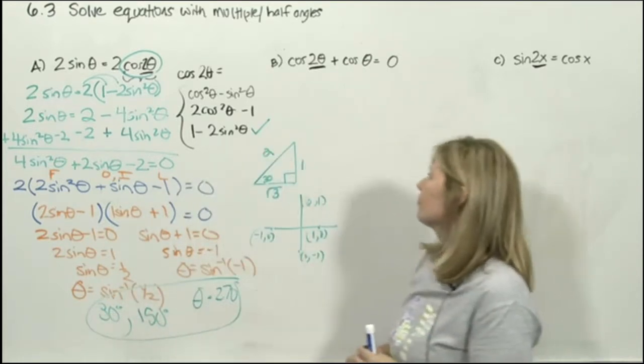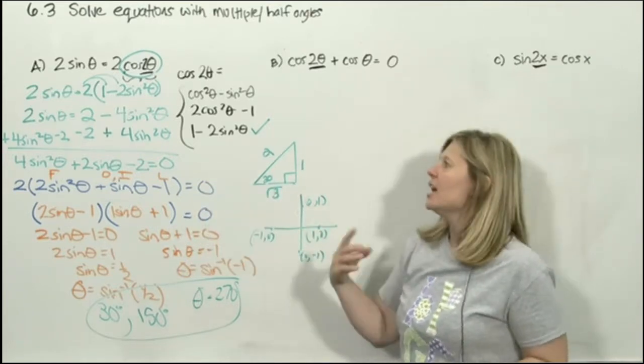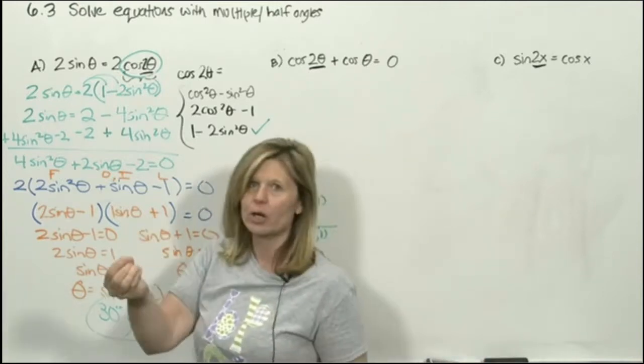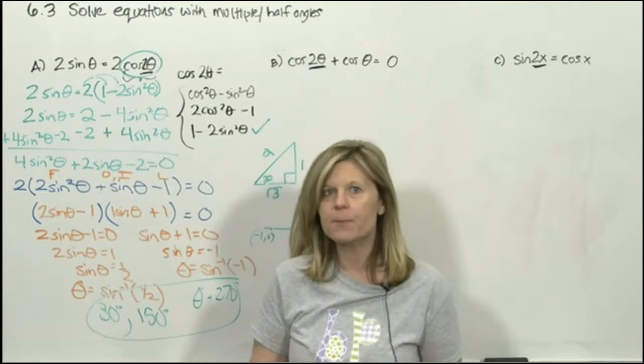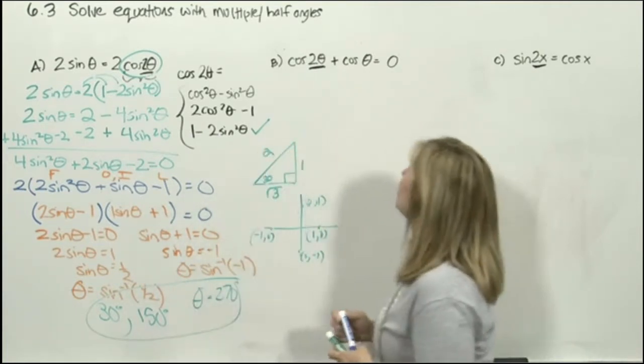So all we did differently in this exercise is understand that to solve a trig equation with a double angle and a singular angle, if you can do a substitution, then you do it. All right, let's go to example B.